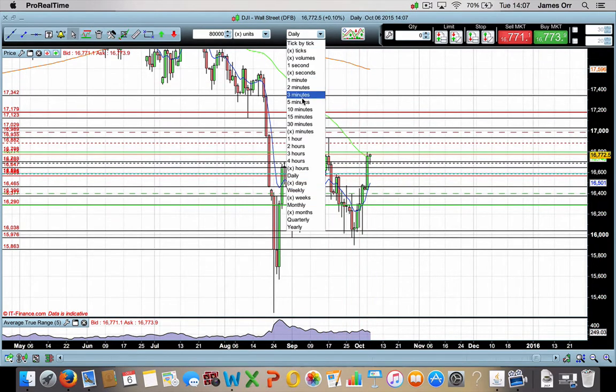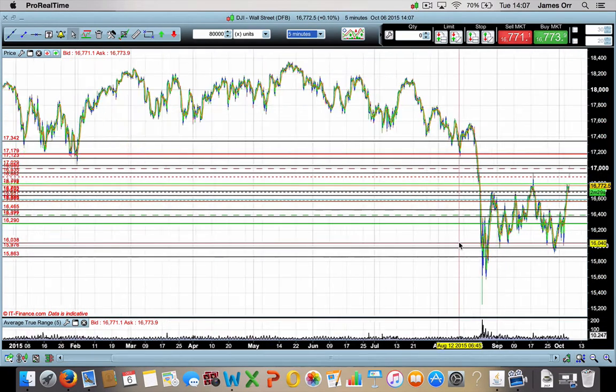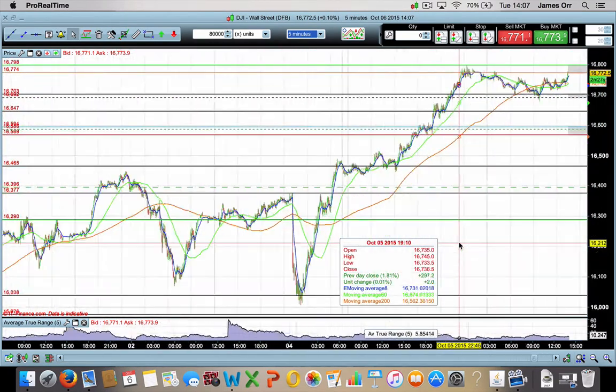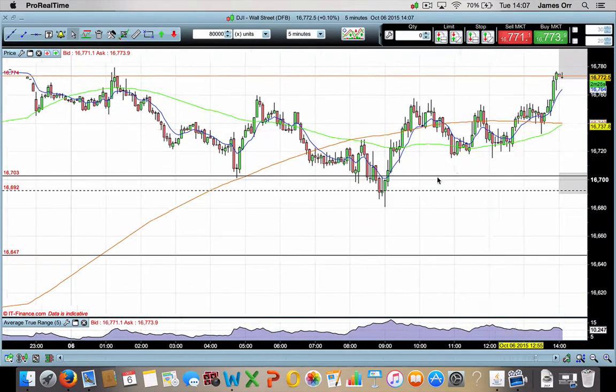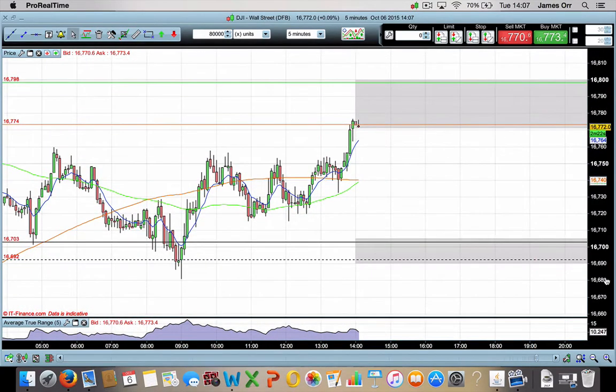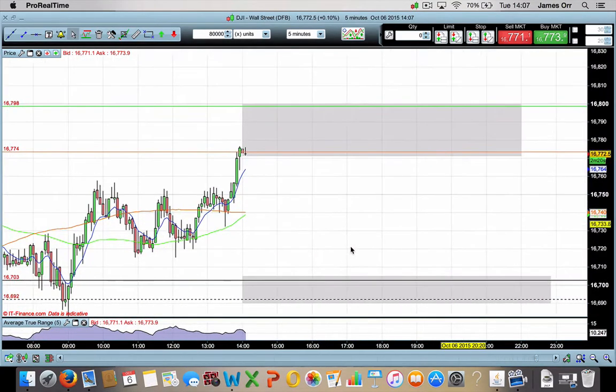Now with the Dow Jones, I trade the FTSE 100 on the 5-minute time frame most frequently. When I first started trading, I traded the Dow Jones, but I live in the UK, so trading between the hours of 2:30 and 9 p.m. it's not ideal. So I changed onto the FTSE. It's the exact same methods I use.